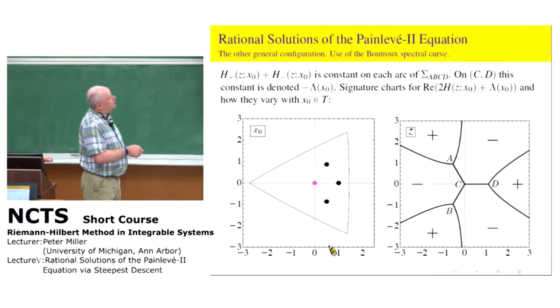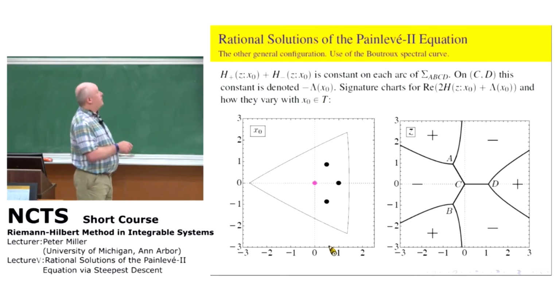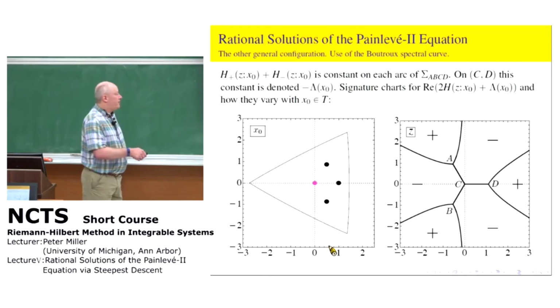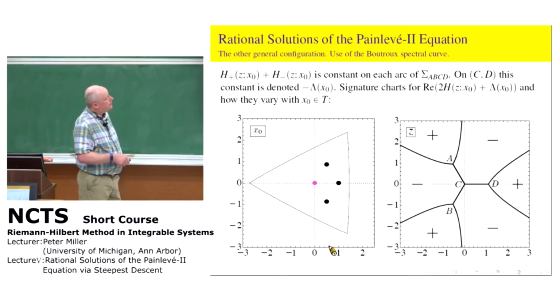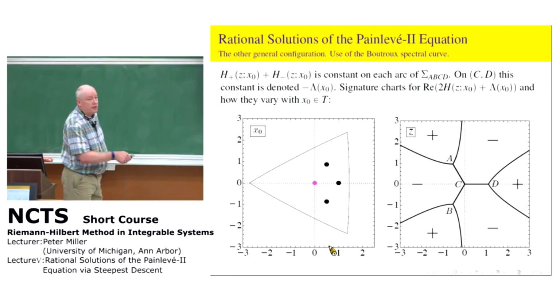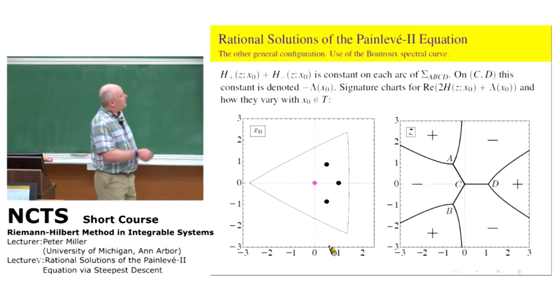Some signature charts for this quantity, real part of 2h plus capital lambda, will vary depending on how x naught varies within the triangle. So let's look at some of those. This is the picture in the z-plane corresponding to the origin in the x naught plane. Here is the system of branch cuts for my genus 1 curve, here, here, and here. And the other curves are the zero level curves of the real part of 2h plus lambda. By the way, this is the bridge that I wanted to build. It's now there. So that's the picture of the origin.